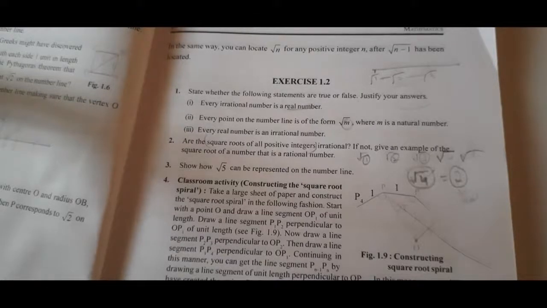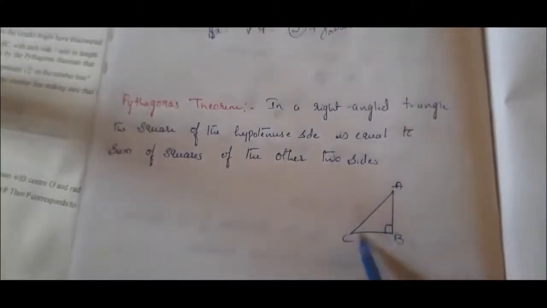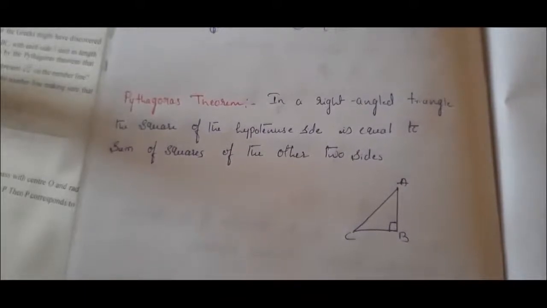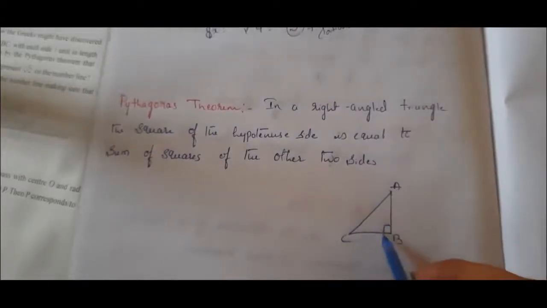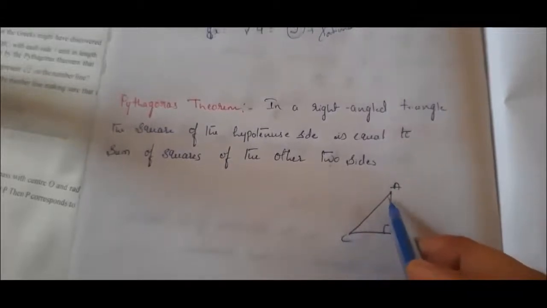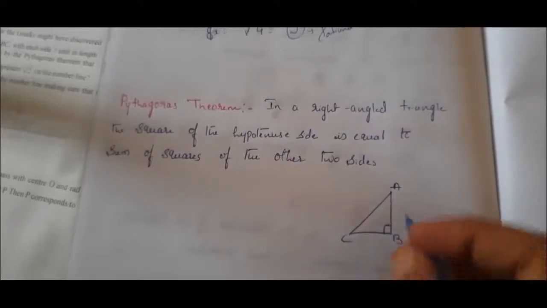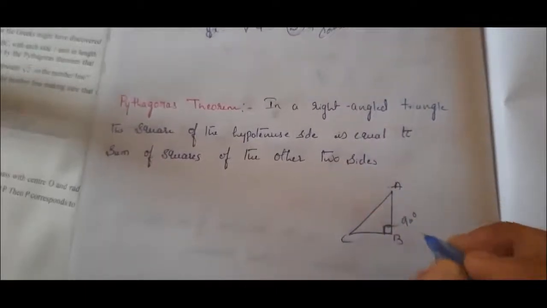Before going to represent them on the number line, let us recall the Pythagoras theorem. Pythagoras theorem is based on which triangle? Right angle triangle. What do you mean by a right angle triangle? A right angle triangle is a triangle in which one of the angles is 90 degrees. In a right angle triangle we get three angles, and if any one angle is 90 degrees, then we call the triangle a right angle triangle.